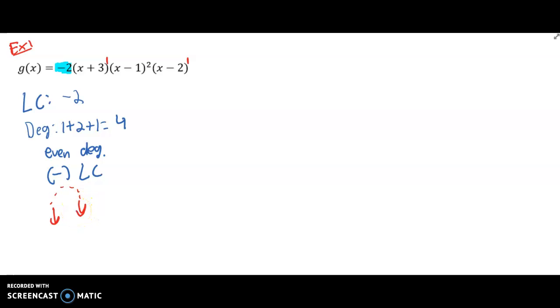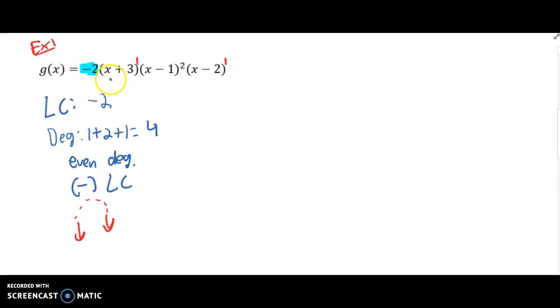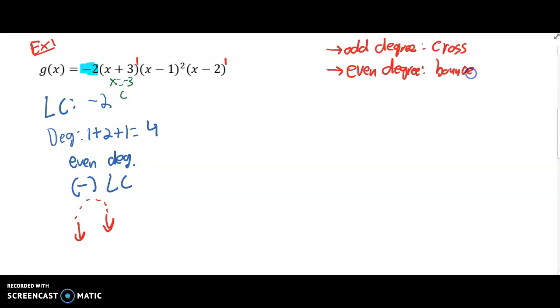All right, let's go get our x-intercepts next. This will give us x equals negative 3, and it will cross the axis because it's an odd degree. So if it's an odd degree on a factor, it will cross through the x-axis. If it is an even degree, it will bounce off the x-axis. Okay, so this will give us x equals 1. The degree is even, so it will bounce. This will give us x equals 2. The degree is odd, so it will cross.